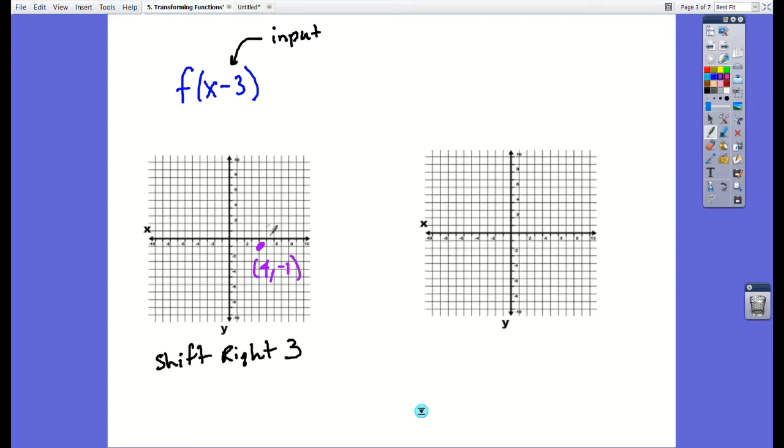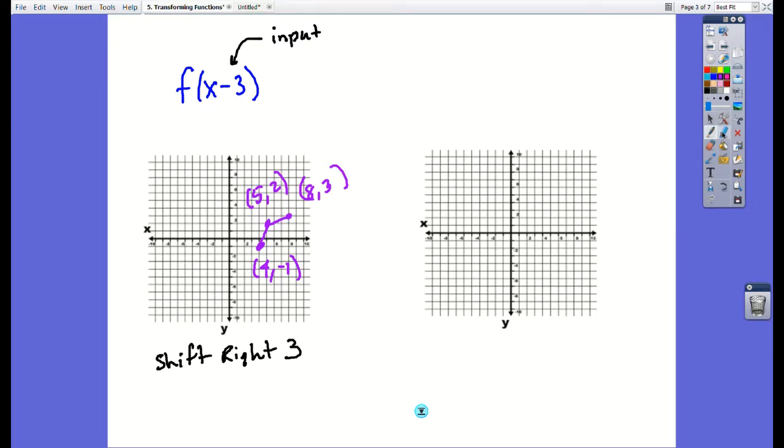It should be right here. This graph is kind of small. 5, comma 2. And then 5, comma 3 should become 8, comma 3. So that's a shift right 3. Notice that we didn't do anything to the outside of your function, right? So the only thing that should change is going to be your inputs. Inputs is another word for x values. So only your x values should change in this case. So if you have something on the inside, it's going to be a horizontal shift.